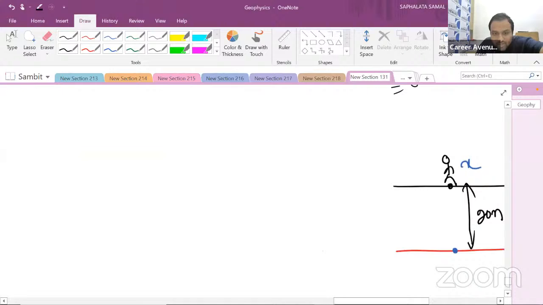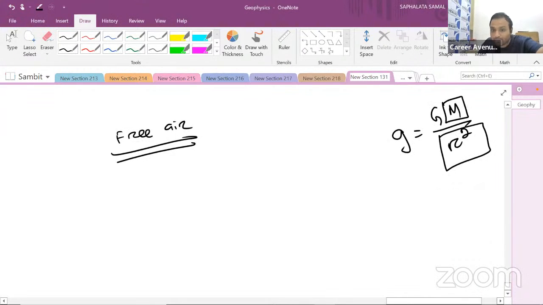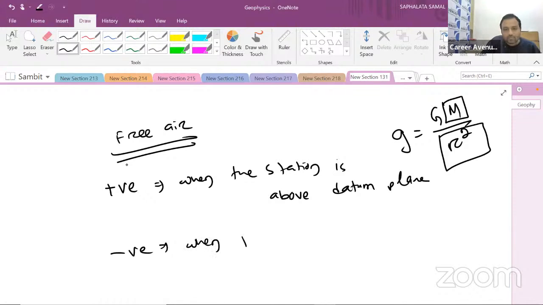This is exactly opposite to the Bouguer correction. The Bouguer correction is negative above the mean sea level or datum plane. The free air correction is positive when the station is above the datum plane. It is negative when the station is below the datum plane.